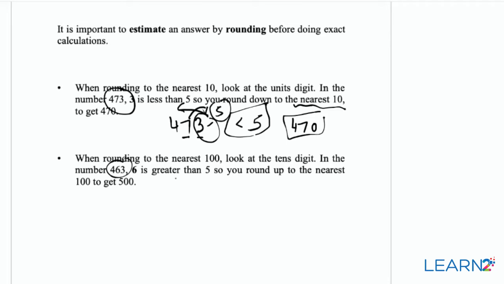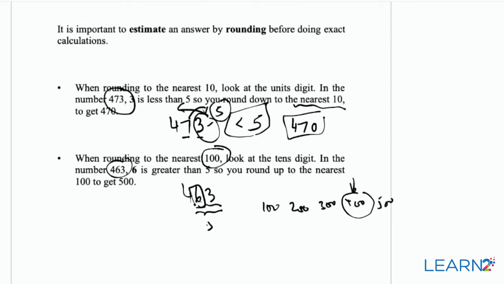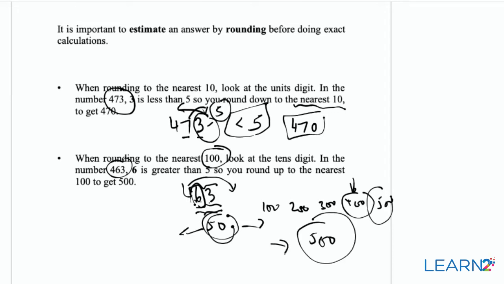For example, what about 463? Here we're going to round it to the nearest 100. So we've got 63. Hundreds go 100, 200, 300, 400, 500. So if we are looking at hundreds and we've got 400 and something, we need to look at the 63 now. If this is 50 or more, we go up. If it's less than 50, we go down. So since the 63 is more than 50, the next biggest 100 after 463 will take us to 500. So that number rounded to hundreds takes us to 500.